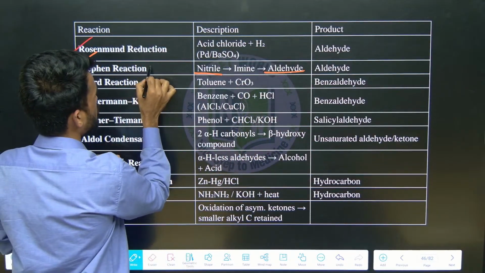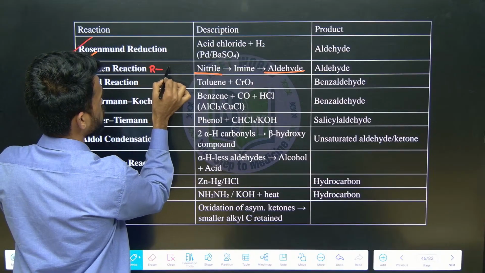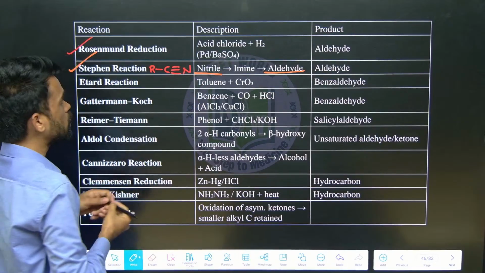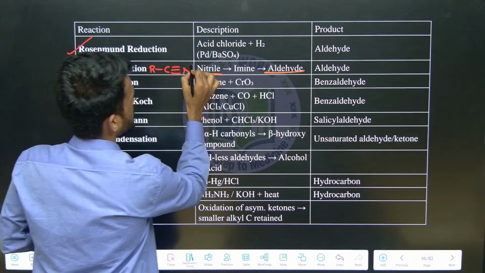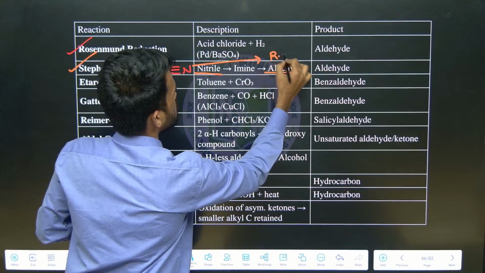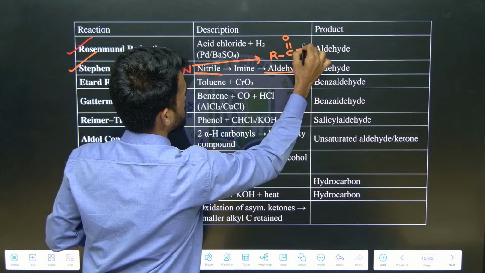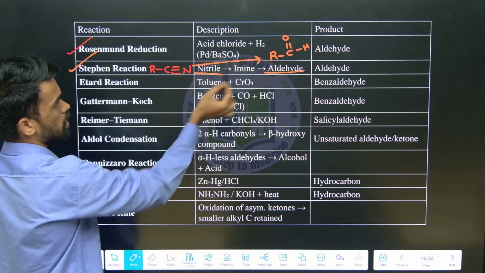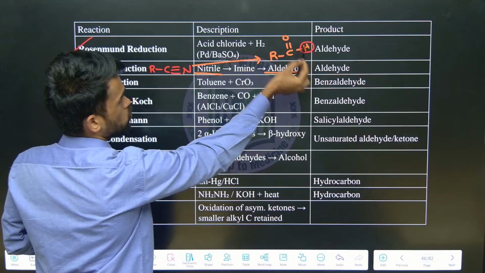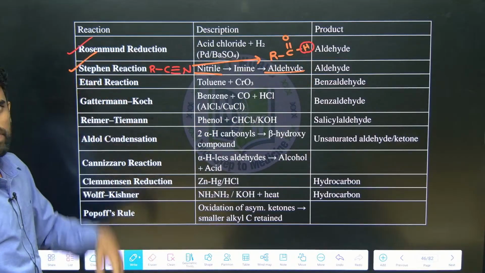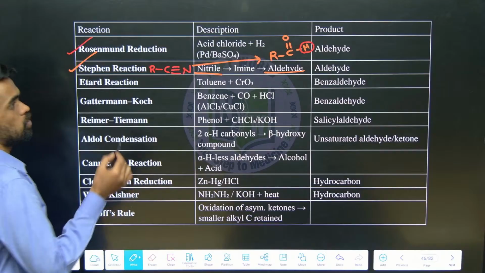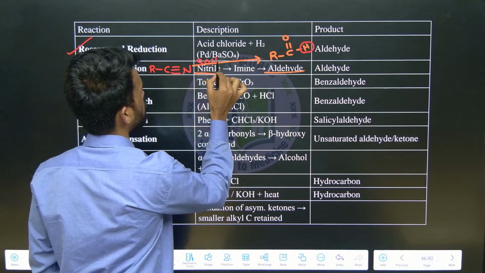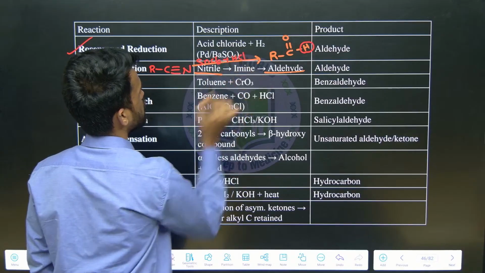So what happens in nitriles, I mean in Stephen reduction? Here alkyl nitriles like R-C triple bond N will be there. This triple bond N is converting into R-C double bond O-H. So what is happening here? In the place of nitrogen we are making one oxygen and one hydrogen. So it is called a Stephen reduction or Stephen reaction. Now what is the reagent used here? SnCl2 plus HCl. This is the reagent used.